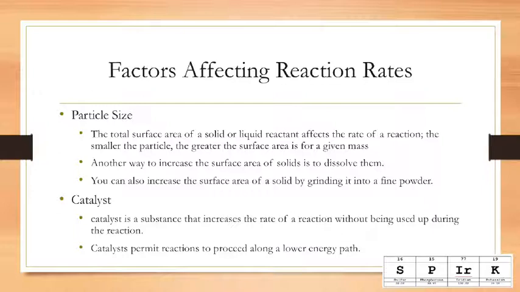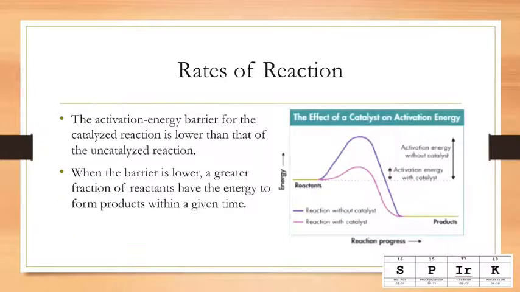A catalyst is another factor, and a catalyst is a substance that increases the rate of reaction without being used up during the reaction. And catalysts permit reactions to proceed along a lower energy path. So catalysts don't actually participate in the chemical reaction, but they do affect the rate. The activation energy barrier for the catalyzed reaction, or when a catalyst is used, is lower than that of an uncatalyzed reaction. When that barrier is lower, a greater fraction of the reactants have the energy to form products within a given time.